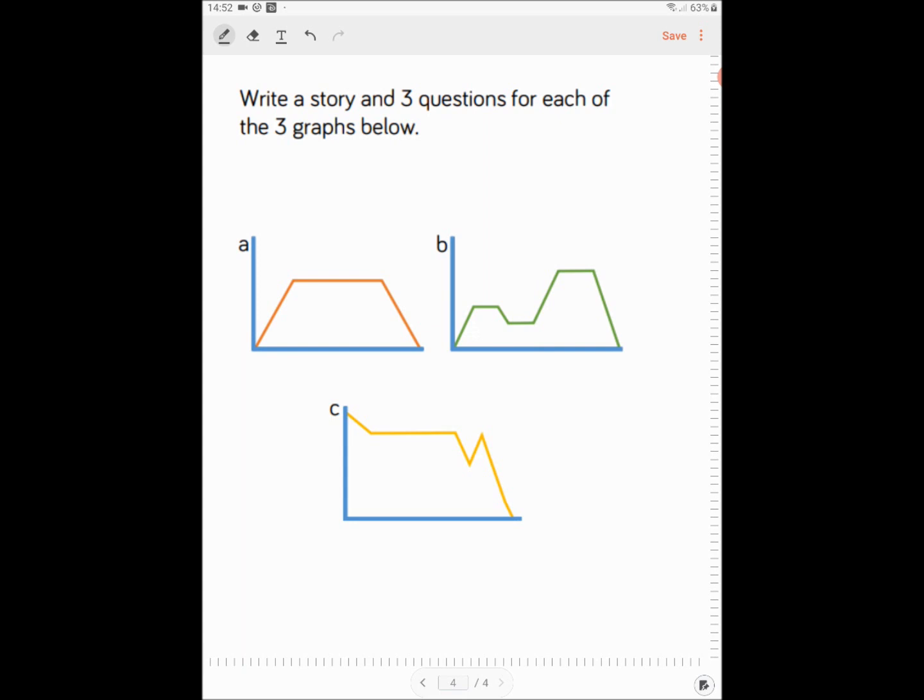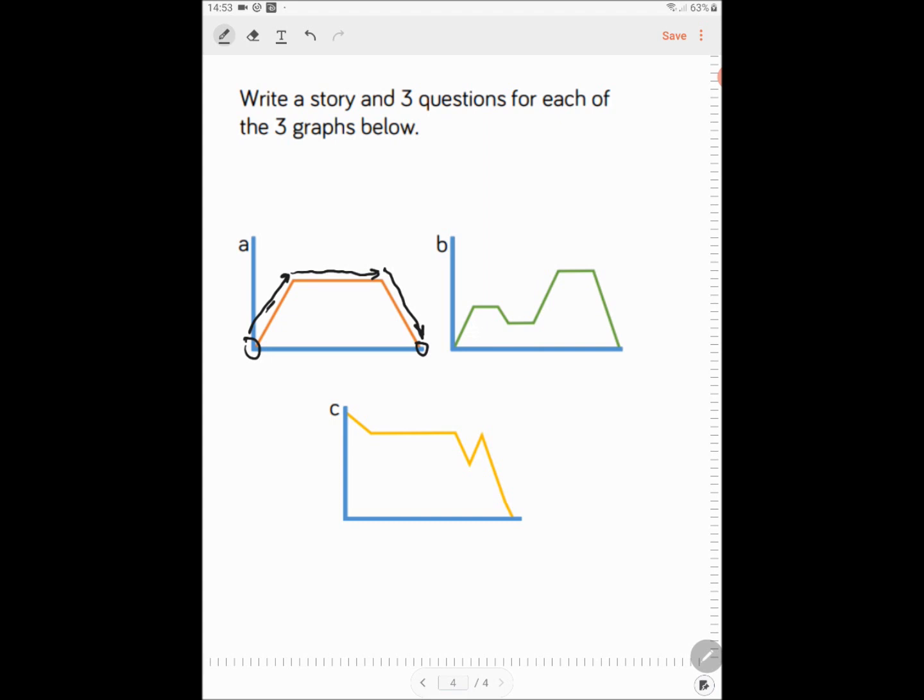So, for example, this one may be, I was in my car, I was accelerating along the road, so I was gradually getting faster, and when I get to the speed limit of the road, say 30 miles an hour, I stayed at that speed for a certain period of time until maybe I came to a junction, and I put the brakes on, and I had to come to a complete stop at this point here. So it's showing going from stationary, travelling at a certain speed, and then eventually stopping.